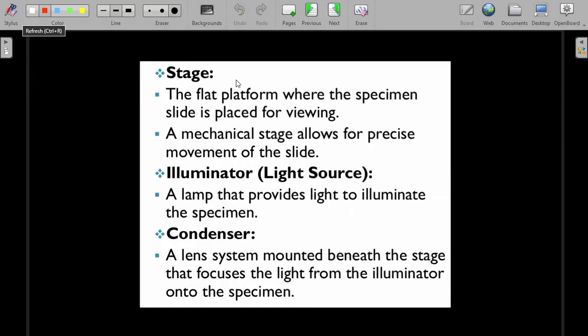Okay. You also have the stage where you usually place your specimen, isn't it? Okay. Then usually the source of light is going to be the illuminator. Okay. What was the condenser? What's the function of the condenser? Okay. People, what's the function of the condenser on a microscope?